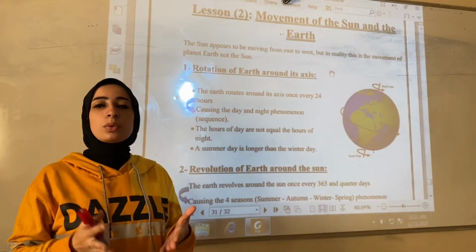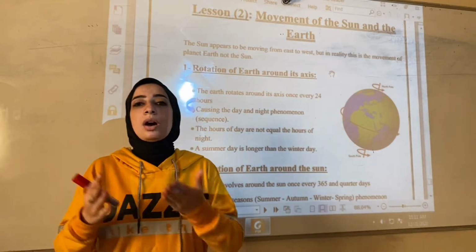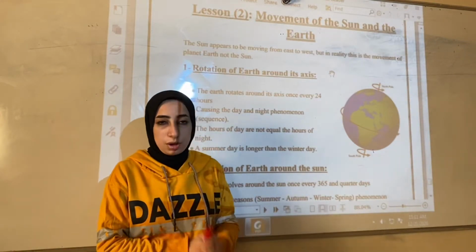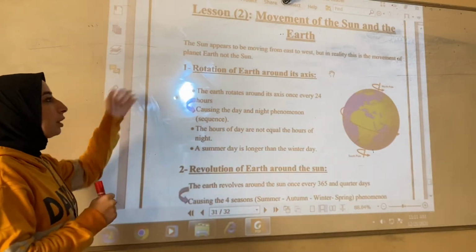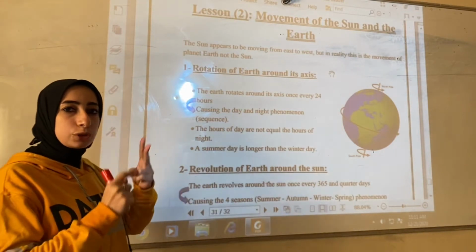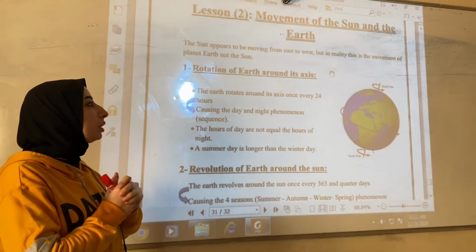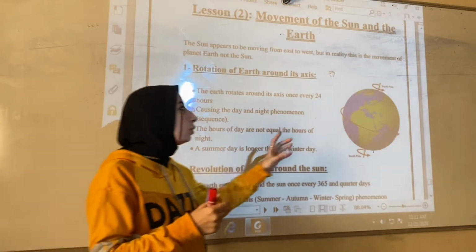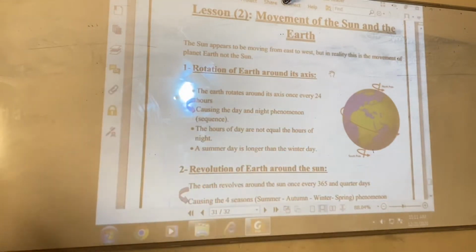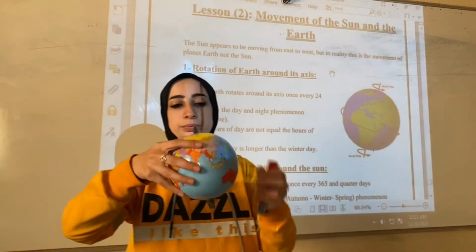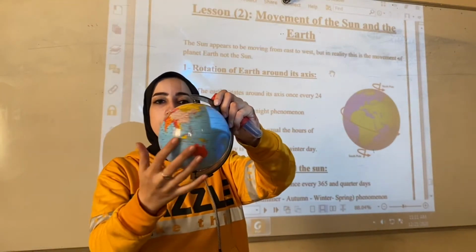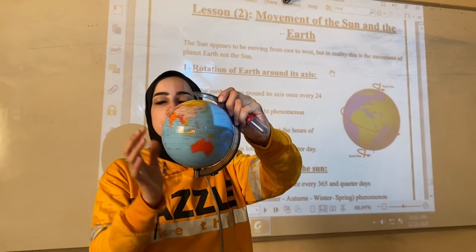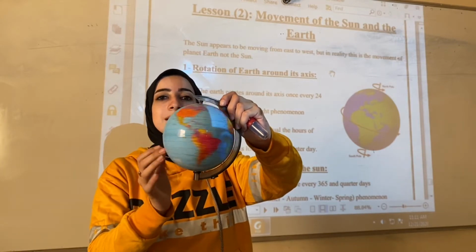Okay, so in this lesson we are going to talk about the movement of the Earth, our planet that we live on, the movement of the planet Earth. Okay, let's start with the first movement of Earth. We have two movements of Earth. The first one, rotation of Earth around its axis. When the Earth is moving around itself, like this, I call it rotation. This is the rotation. Earth is moving around its axis.